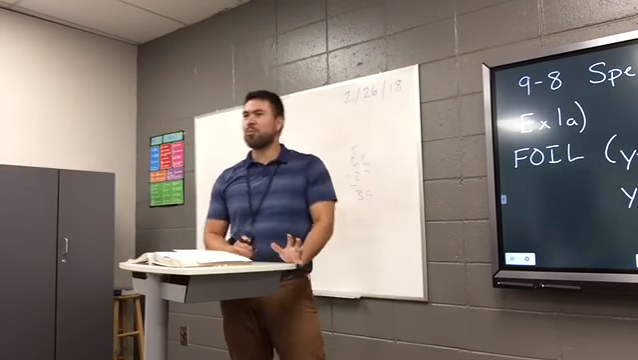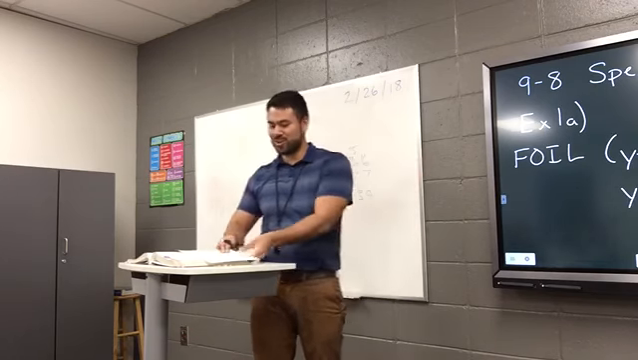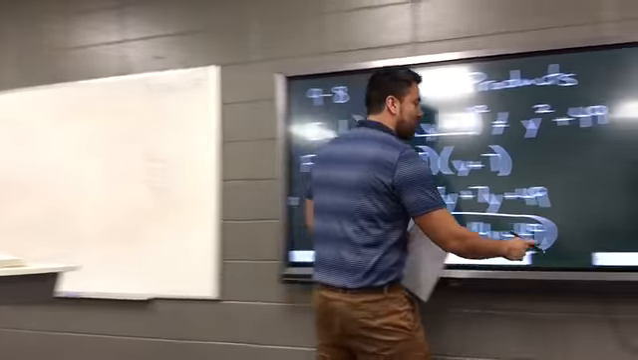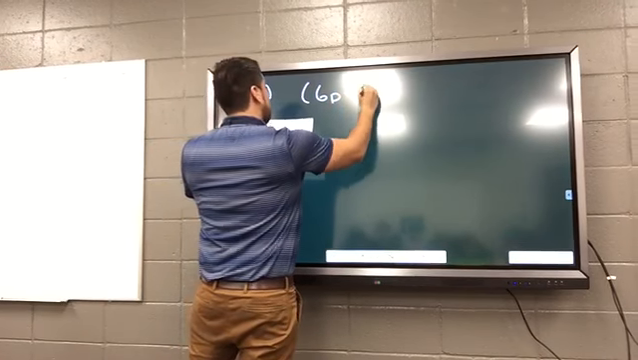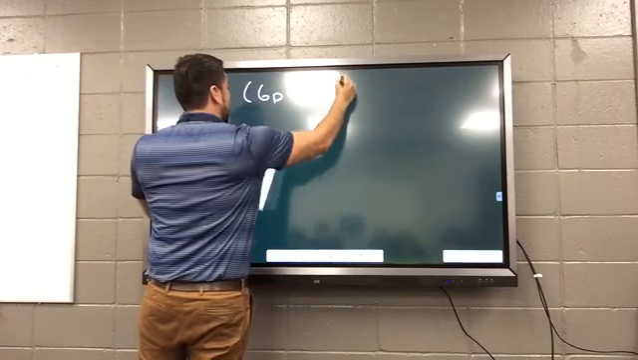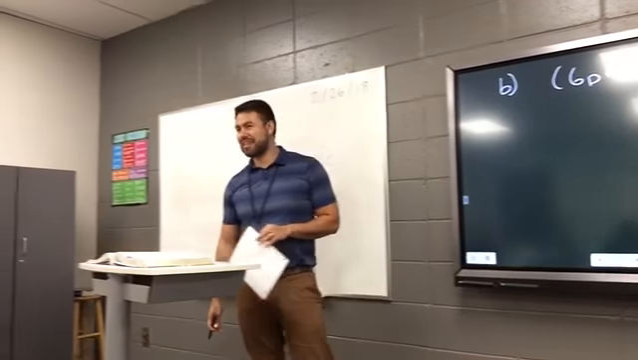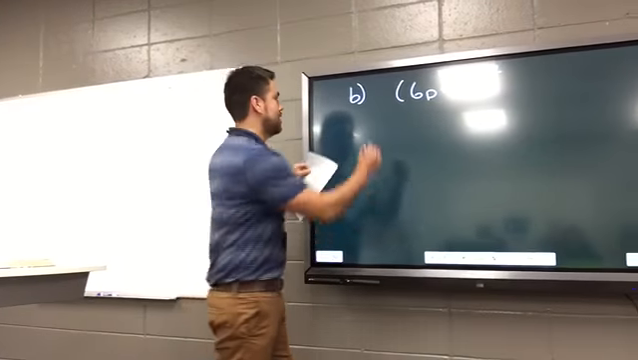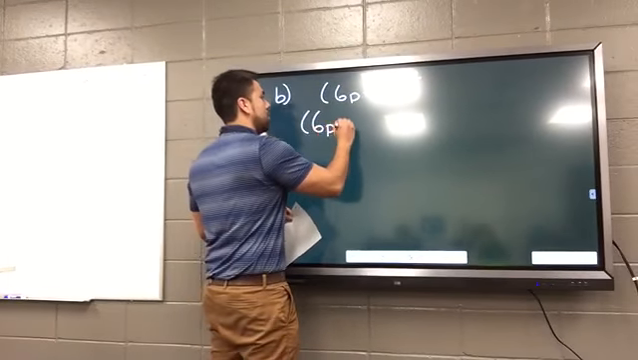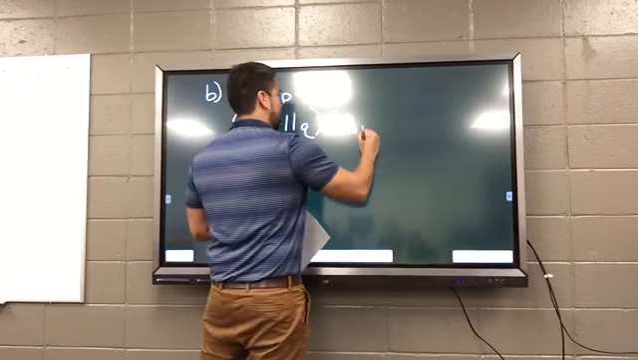You guys, how many of you are more comfortable with FOIL? Like, I get first, outside, inside, last? Great, so we're going to do it again, this time with a little bit more complication to it. B: (6p + 11q)². What does that mean? Please don't give me what it doesn't mean. What does that mean? Maggie, what does that mean? (6p + 11q) times (6p + 11q).